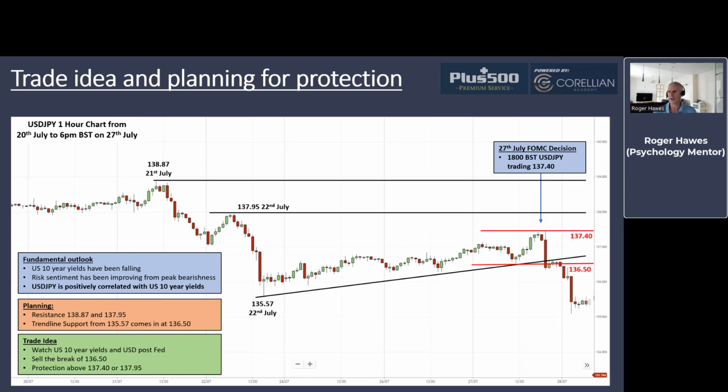So everything's in place. We roll the tape and bang, we get exactly that. From the FOMC meeting, we're able to sell the trigger of that 136.50 or the ascending support line. We managed to sell some units at 136.35.